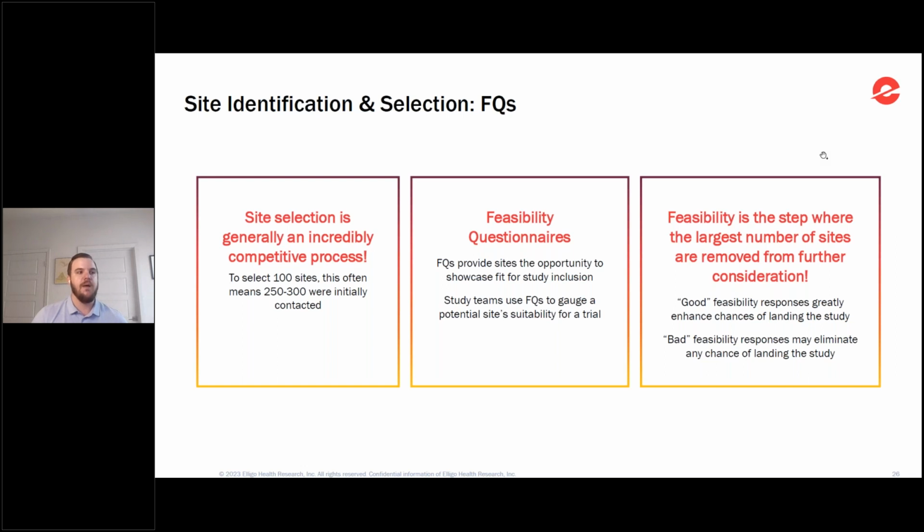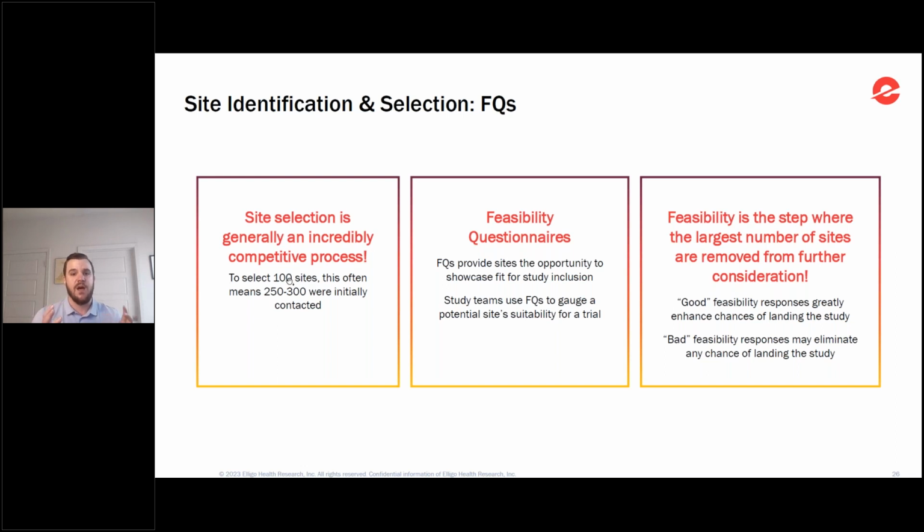So again, this may be rudimentary for some of you that are on the webinar, but I do think it's worth hitting on because this is really the key inflection point. Typically what you'll see is, let's say that 250 of these 300 sites submit a feasibility questionnaire and the study only needs 100 sites. Generally, somewhere between 105 and 110 will be chosen based upon their feasibility responses to progress to the next step, right?